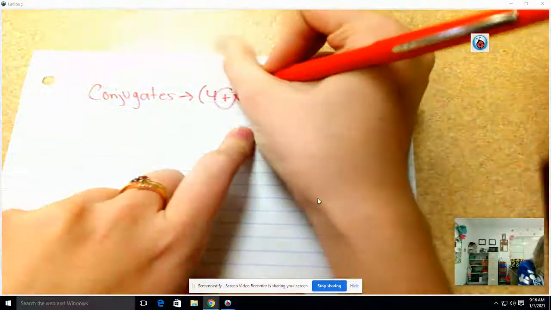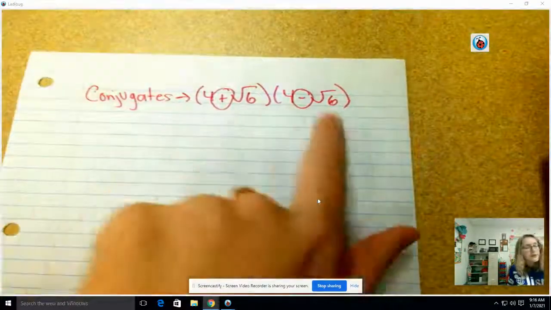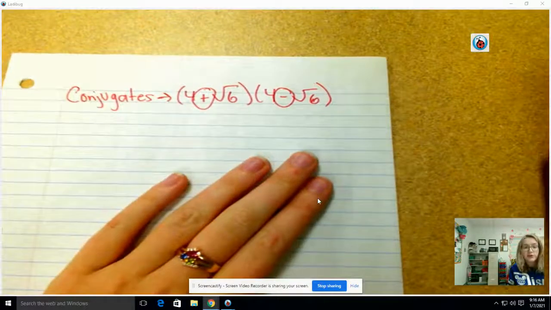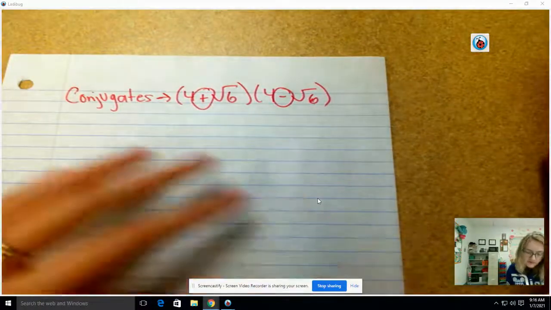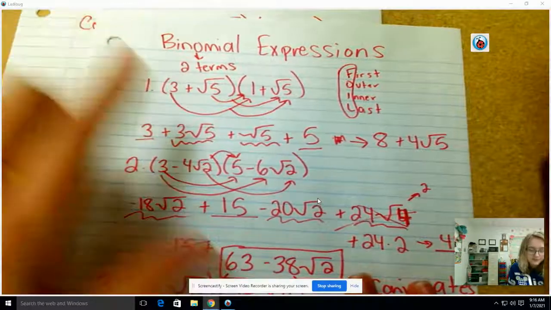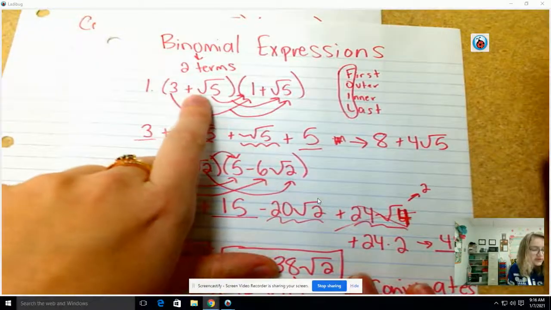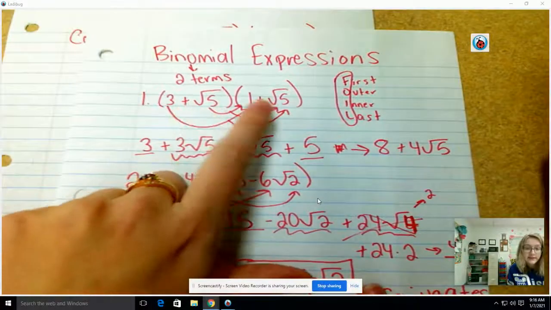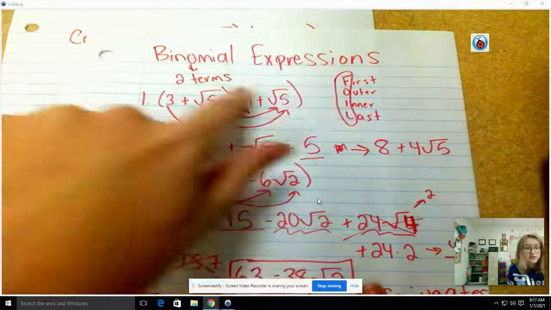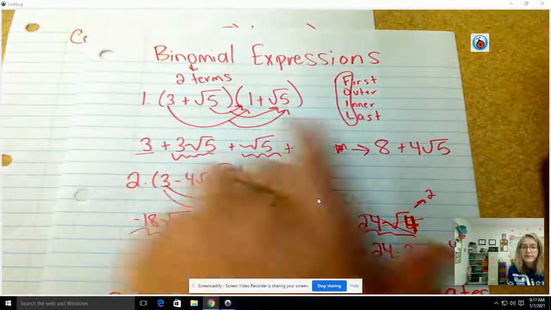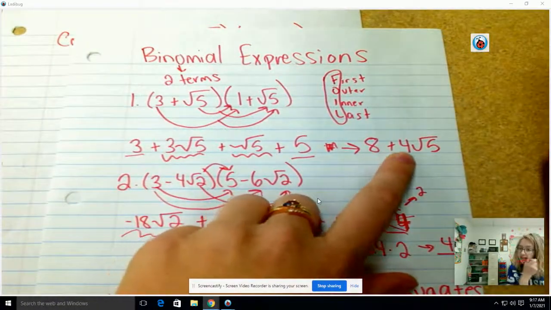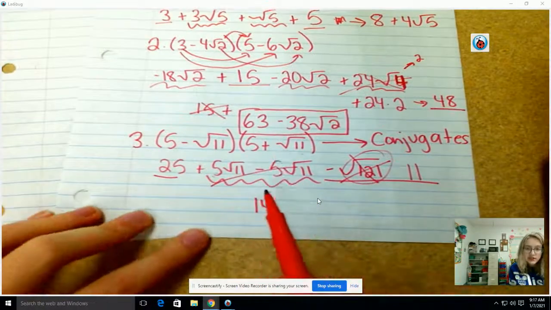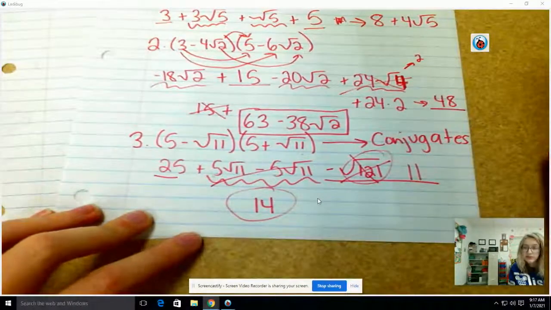So whenever you have conjugates, that means your answer is going to be a real number. As we look back at our first examples, like 3 plus radical 5 times 1 plus radical 5, these are not conjugates because they're not the exact same, and one's not positive and one's not negative. This is just a normal expression, and when we worked it out, we got an answer with a radical in it. But when you're dealing with conjugates, you're going to get an answer that is just a real number. So that is the important property of conjugates. These come up a lot, and this is a very important term to know.